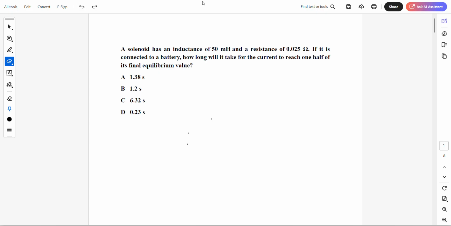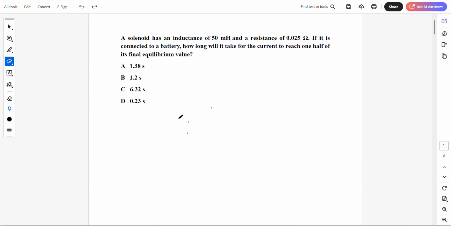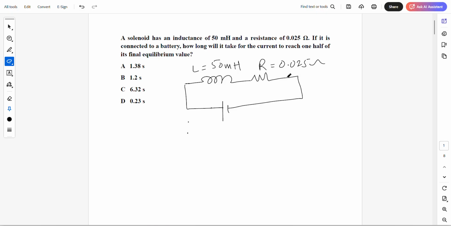Today we'll be seeing some interesting problems on the topic LR circuit of electromagnetic induction. This is the first problem. A solenoid has an inductance of 50 millihenry and a resistance of 0.025 ohm. If it is connected to a battery, let us say its EMF is E.